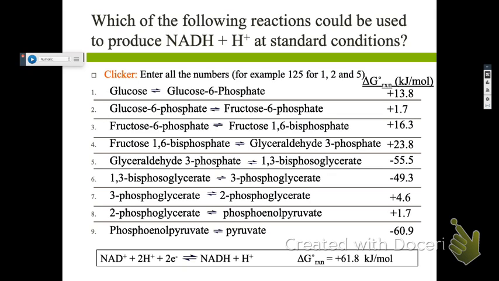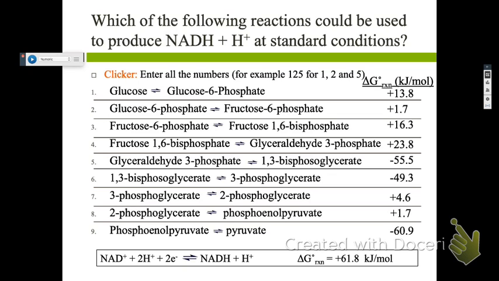Why? Sam, nice and loud. None of them have enough energy to do the reaction. This reaction requires too large of an input of energy compared to what any of these are able to offer. So does that mean that our bodies don't produce NADH plus H plus from any of these?